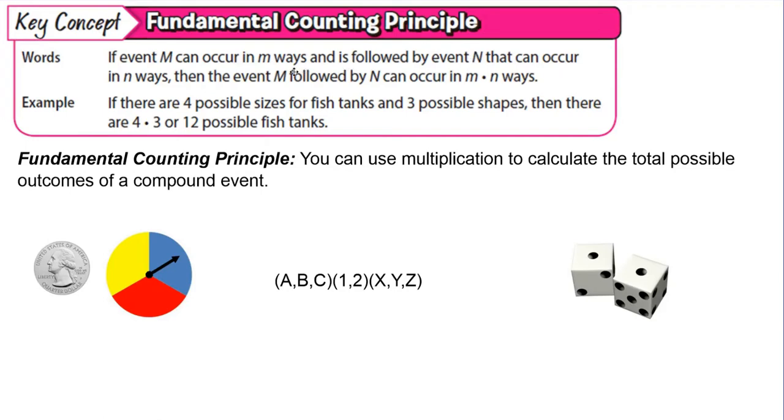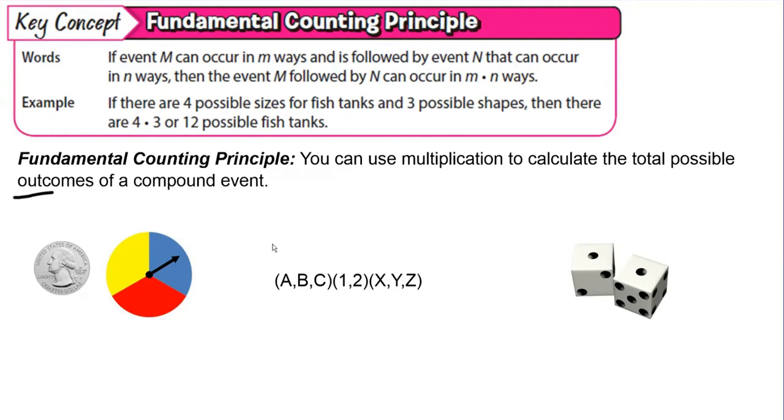The fundamental counting principle says if an event, M, can occur in M different ways and is followed by another event, N, that can occur in N ways, then the event M followed by N can occur in M times N ways. That sounds pretty crazy, but the easiest way to put that is the following. You can use multiplication to calculate the total possible outcomes of a compound event, okay?